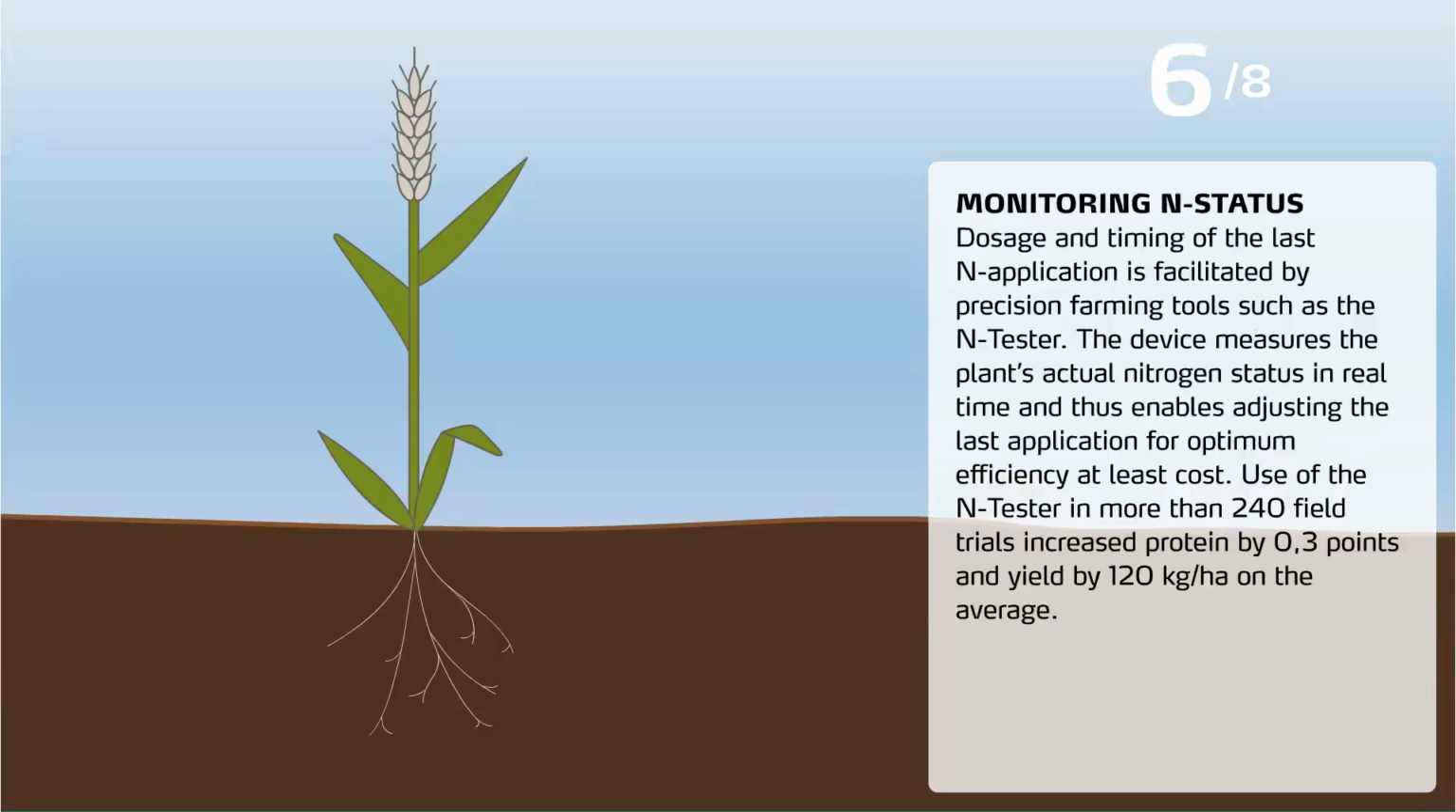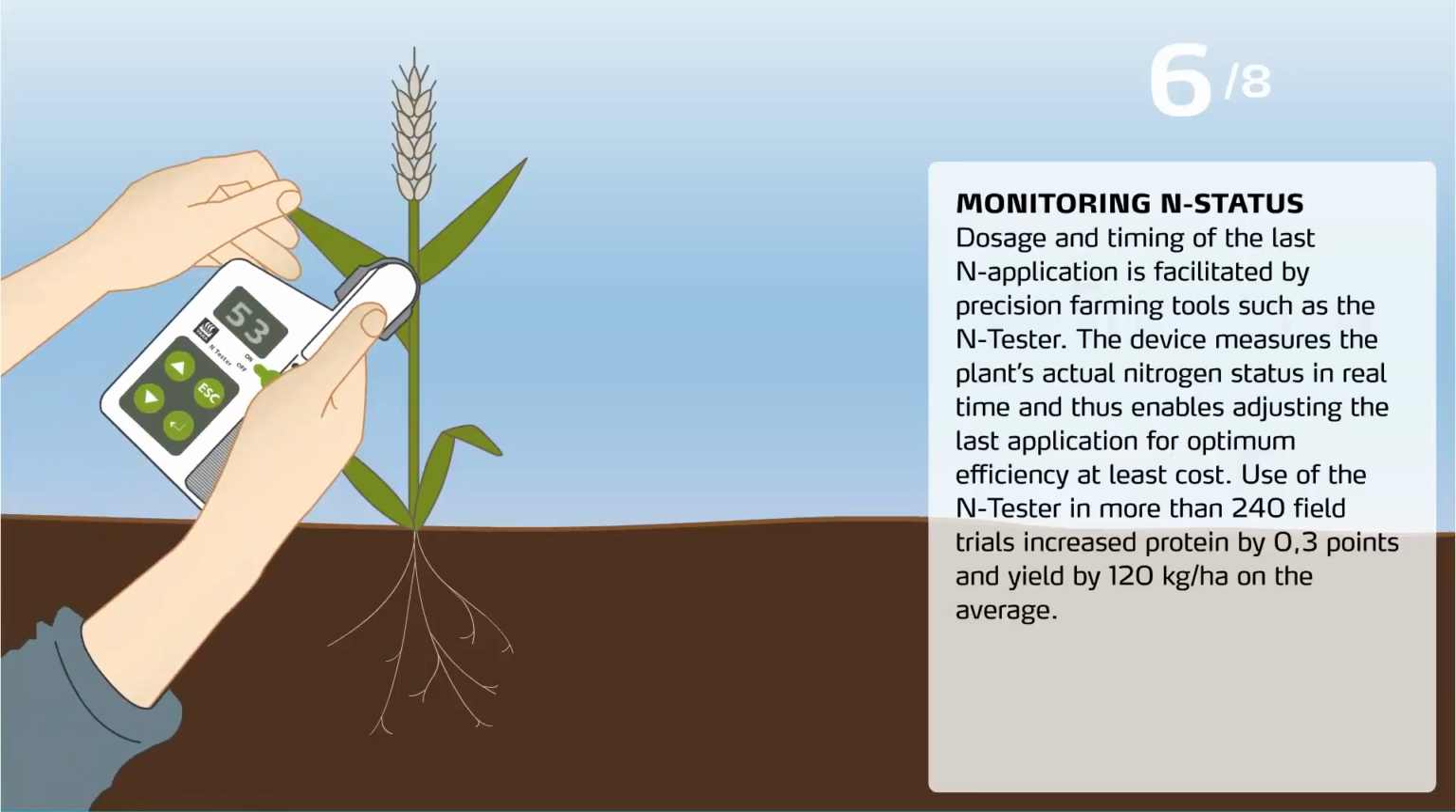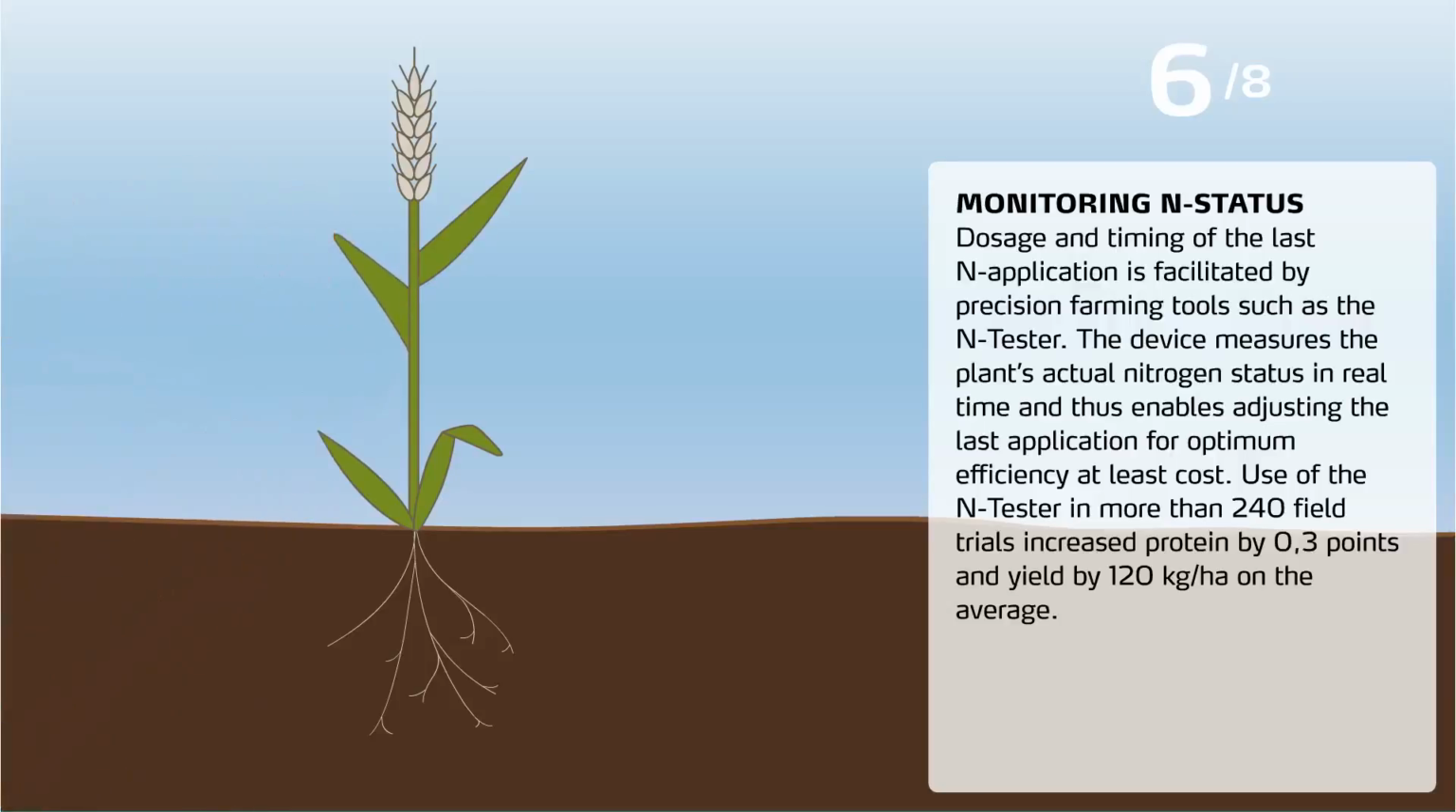Monitoring nitrogen status. Dosage and timing of the last nitrogen application is facilitated by precision farming tools, such as the N-tester. The device measures the plant's actual nitrogen status in real time and thus enables adjusting the last application for optimum efficiency at least cost. Use of the N-tester in more than 240 field trials increased protein by 0.3 points and yield by 120 kilograms per hectare on the average.